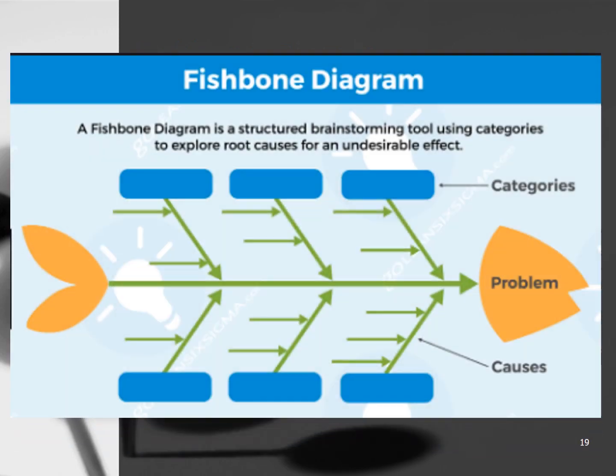This is another example of the fishbone diagram, showing how to draw it with the head that represents the problem and the spine that represents the causes, with categories outside the spine. All right, so a fishbone diagram is a structured brainstorming tool using categories to explore root causes for an undesirable effect, to discover the main reason, the fundamental cause, the principal cause, the basic cause of the problem.